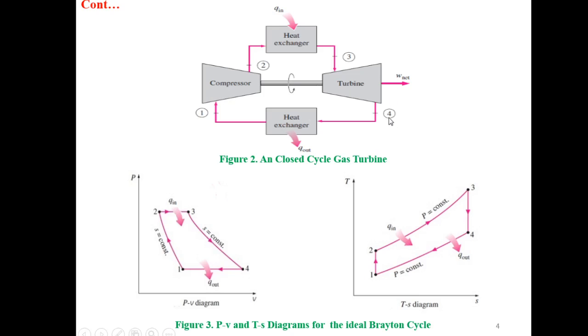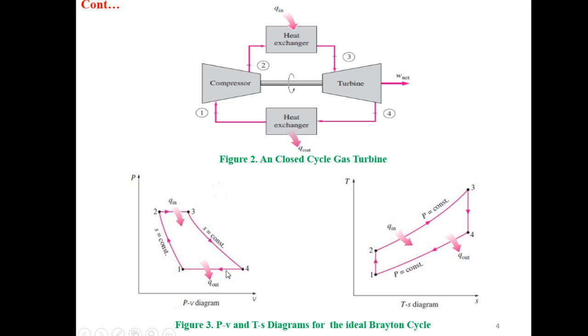So point 4 is sent to the heat exchanger, where heat is ejected from point 4, and then point 4 becomes point 1 again, and the cycle continues 1, 2, 3, 4. So in this heat exchanger we are supplying heat to the working medium, and in this heat exchanger we are ejecting heat from the working medium.